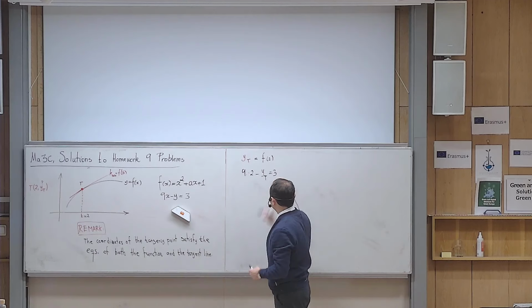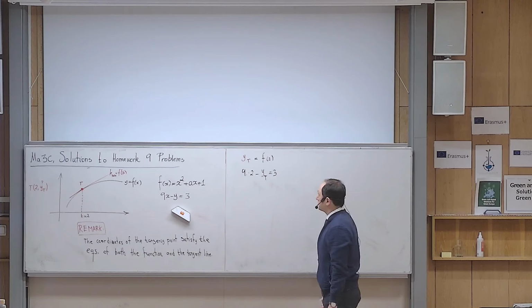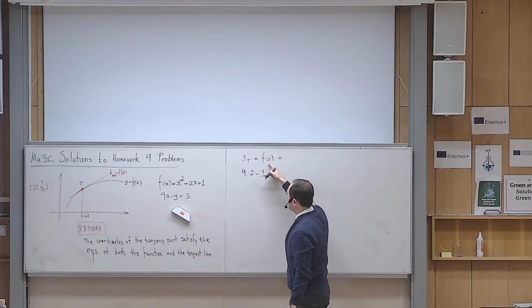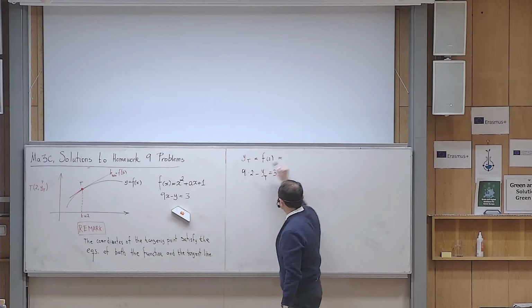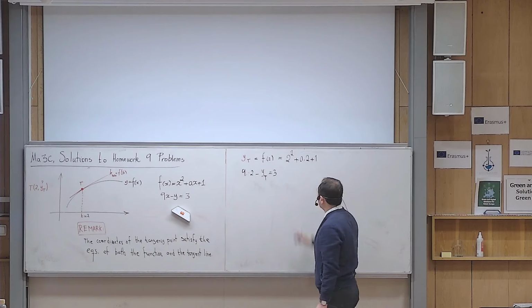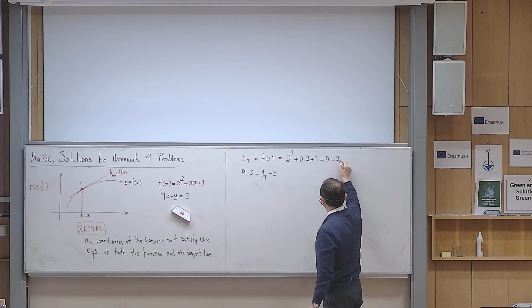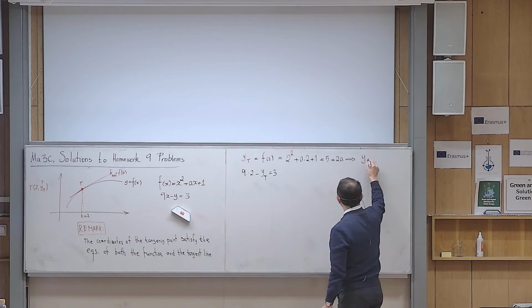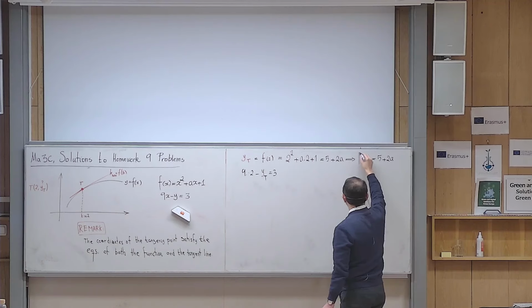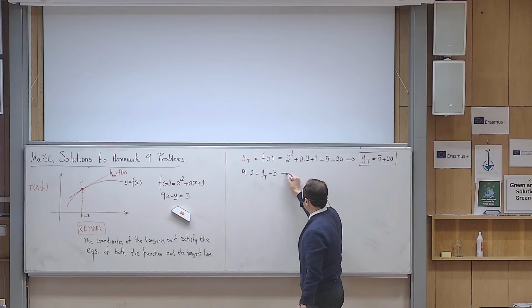And this is a system of two equations in two unknowns. What is my second unknown? It is the a that I don't know. So I will continue. What is f of 2? f of 2 means 2 to the power 2 plus 8 times 2 plus 1, which becomes 4 plus 1, 5, plus 2a. So this means that y_T is equal to 5 plus 2a, but still, unfortunately, I don't know any of them. But from here, I can find my y_T.